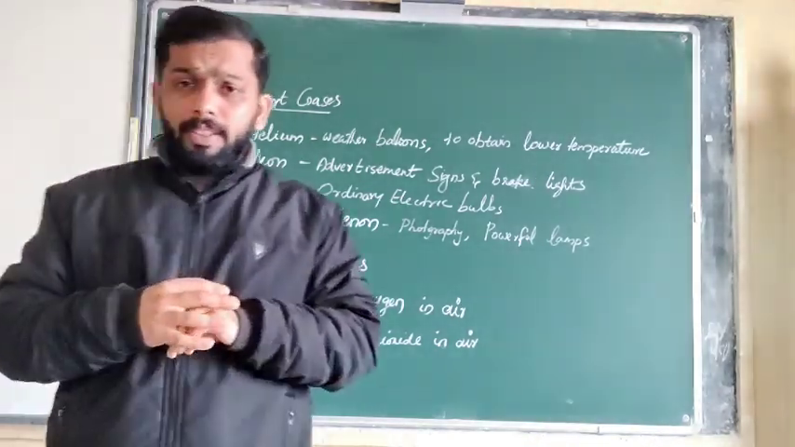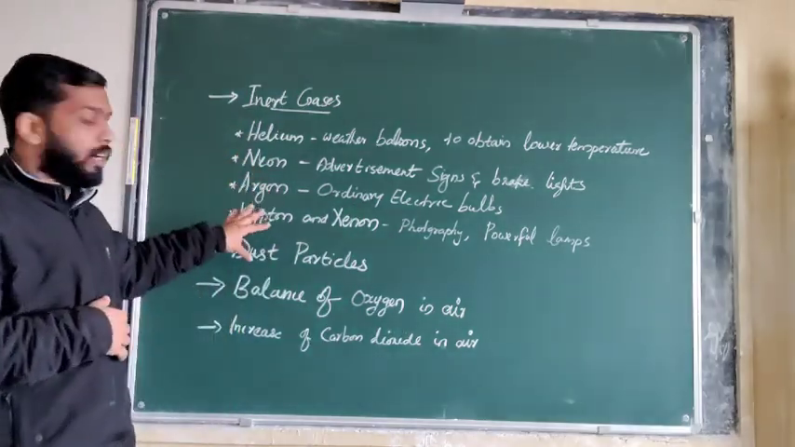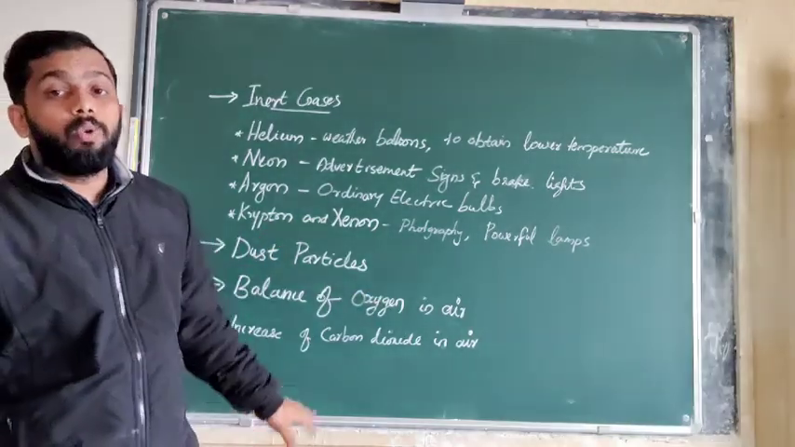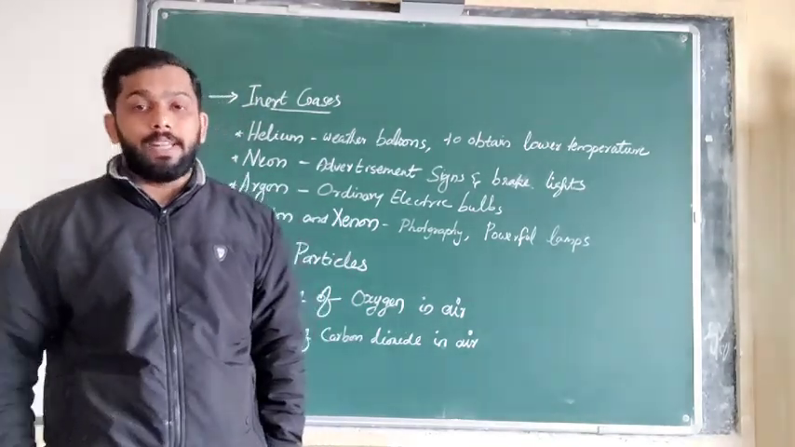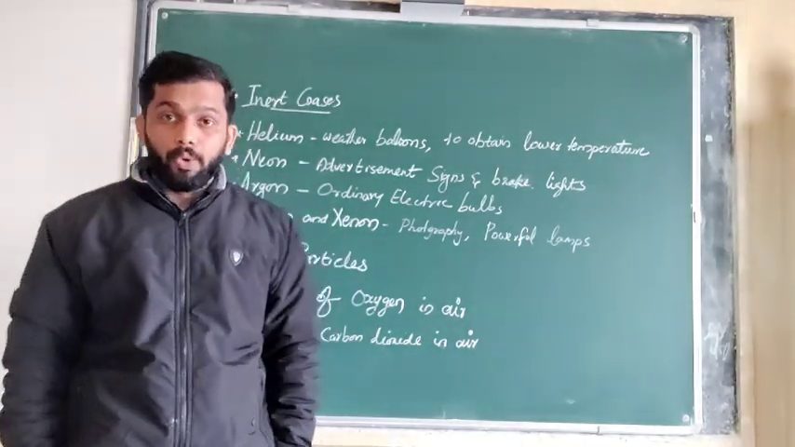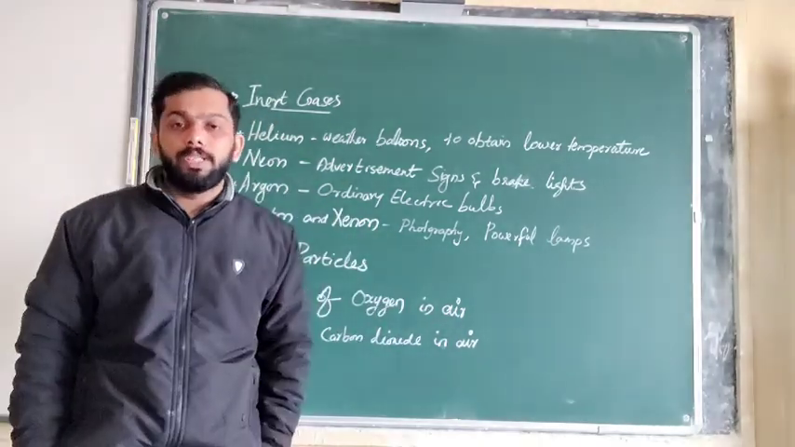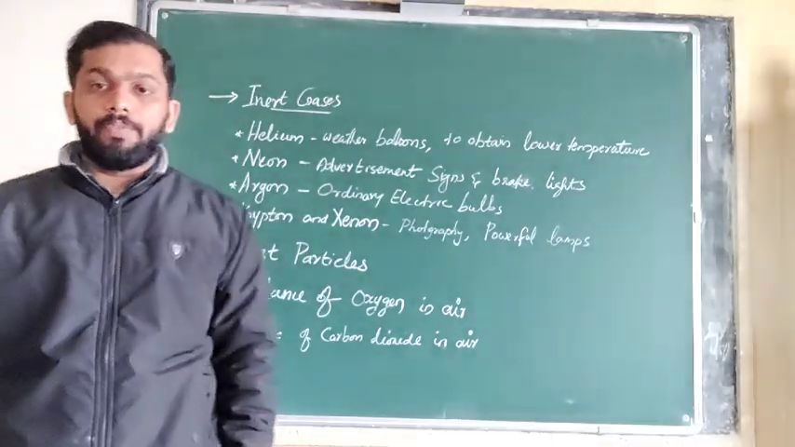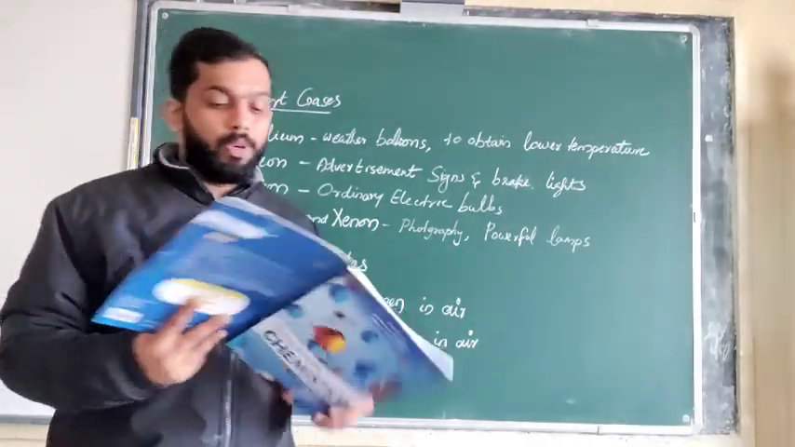Okay, so this is about our today's portion. We have discussed inert gases: helium, neon, argon, krypton, and xenon. Then we studied dust particles. Then we saw how oxygen is balanced in the atmosphere. Oxygen is used by plants and animals during respiration, and oxygen is released by plants during photosynthesis. This cycle balances the oxygen in the atmosphere. Then we saw that the increase of carbon dioxide in the air is one of the main problems in the world. There are some key points given in your textbook.